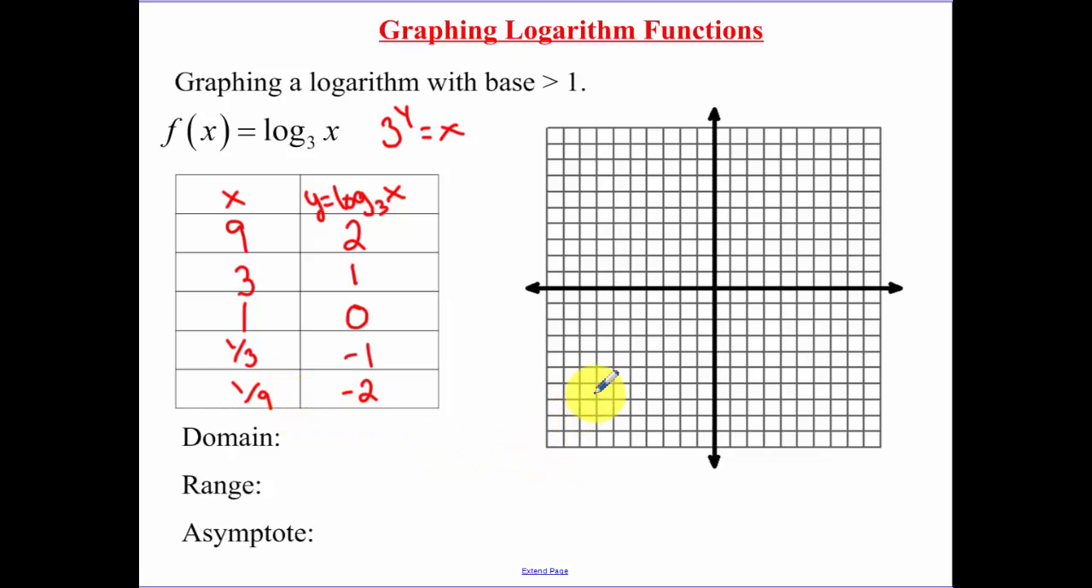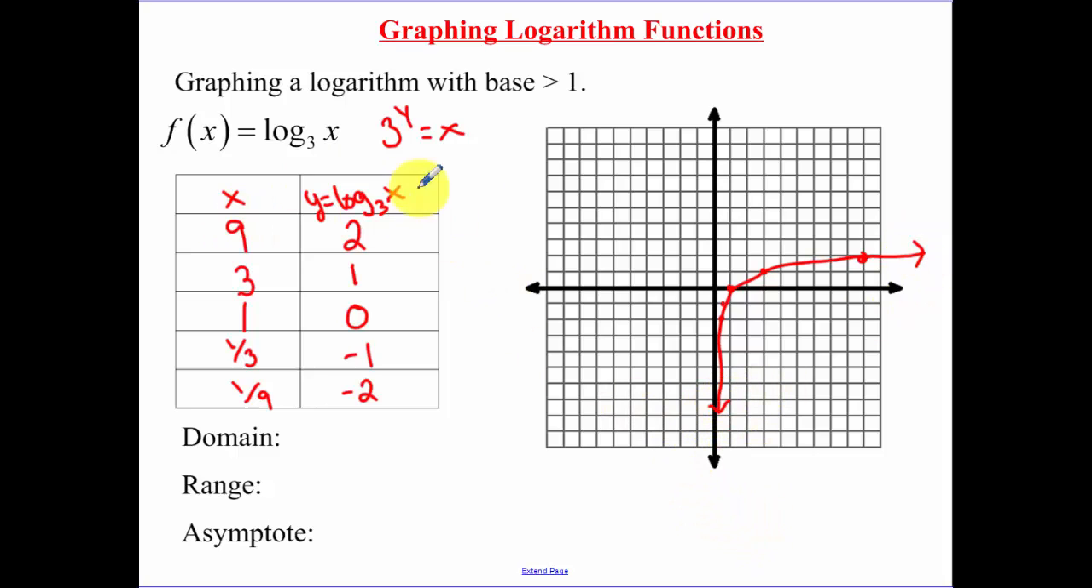Okay, so let's graph these points. I have x is 9, y is 2. We have when x is 3, y is 1. 1 and 0. And then for these, again, you just have to approximate them. It's okay if they're not perfect. So that's what our graph looks like.